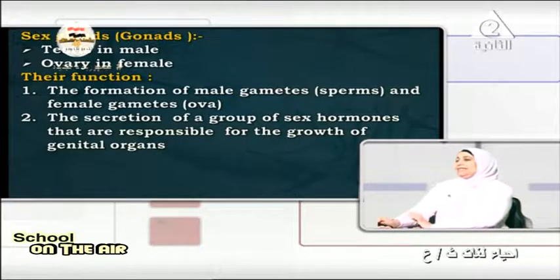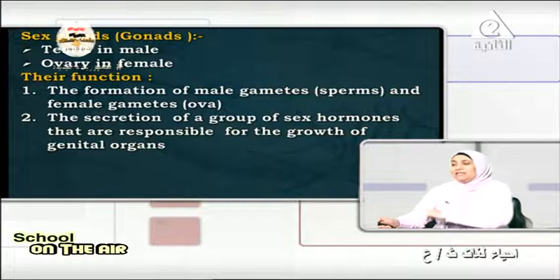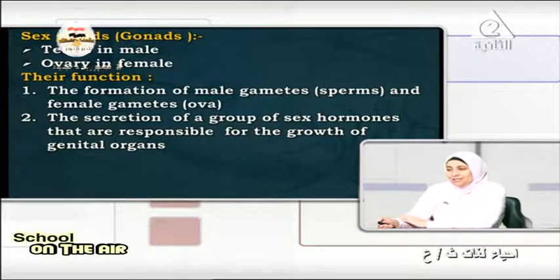What is the sixth gland? The sixth glands are the gonads. Gonads are found as testes in the male and ovary in the female. What is the function? The function of the testes in the male is the formation of sperms, while the function of the ovary in the female is the formation of ova.